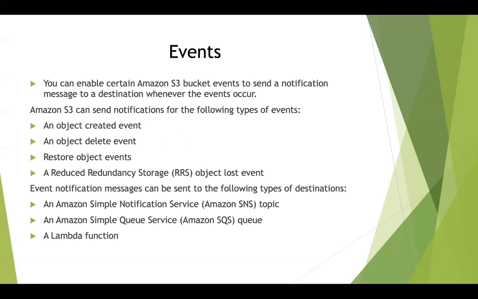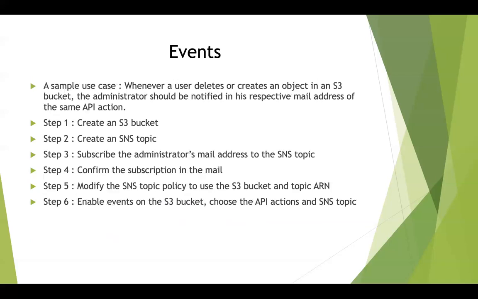And when it comes to events, we saw that we can send notifications for events such as object creation, object deletion, or restoring objects from a different storage class like Glacier to S3 Standard, S3 IA, and so on. With Reduced Redundancy Storage, if your object is lost in that storage class, you'll get a notification. These notifications can go to different destinations: one can be Amazon SNS, another an SQS queue, and the third is triggering a Lambda function.